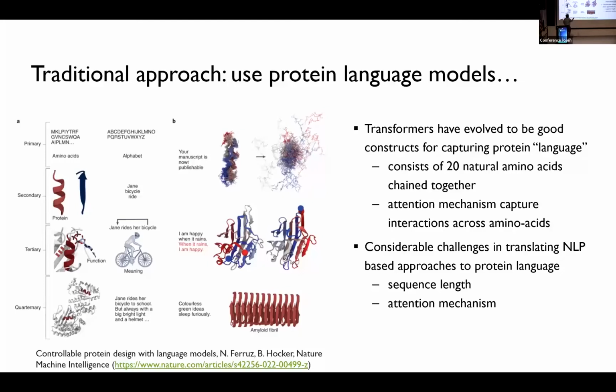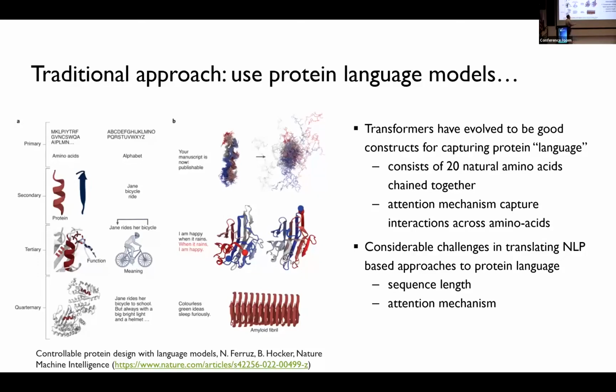And it's basically some sort of a representation of saying, I'm happy when it rains versus when it rains, I'm happy. Both of them sort of convey the same meaning, but they have very different significance in terms of the protein structure. And you can extend that to even quaternary structure also. So that idea of using transformers, which are basically models that capture very complex relationships using protein language, has been there for a while.